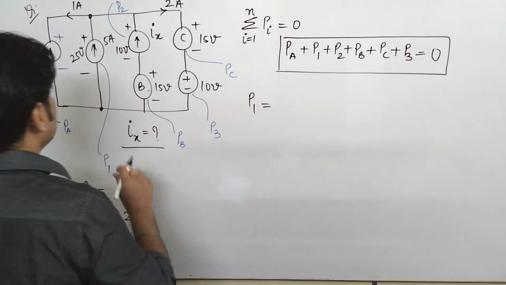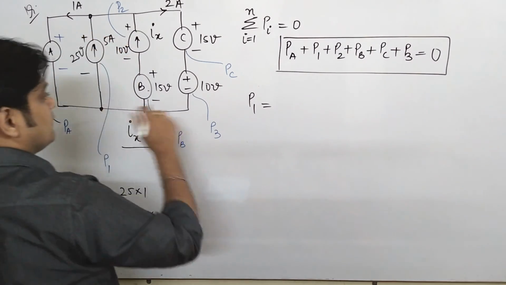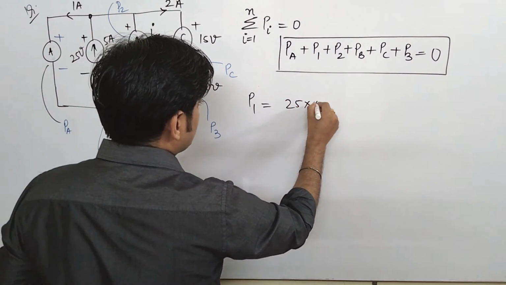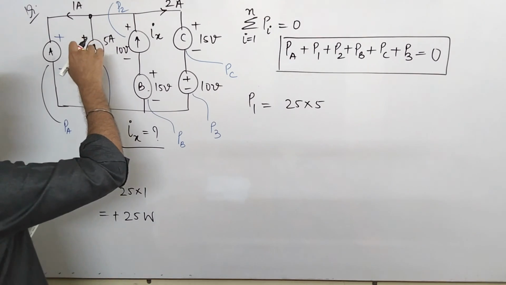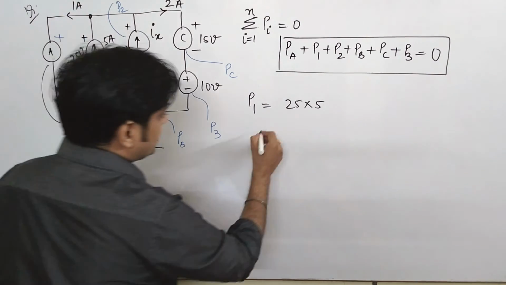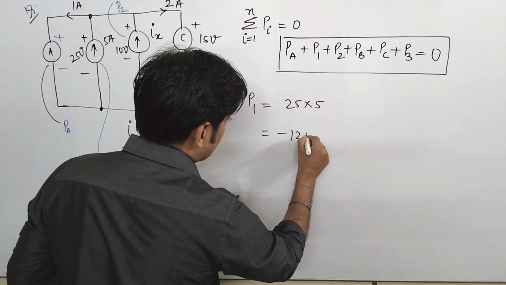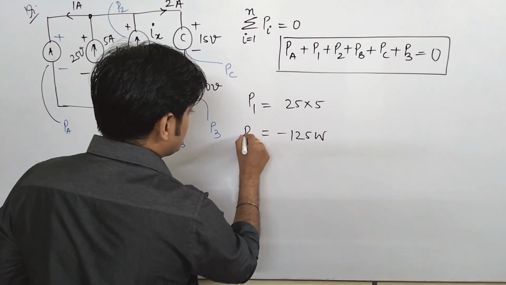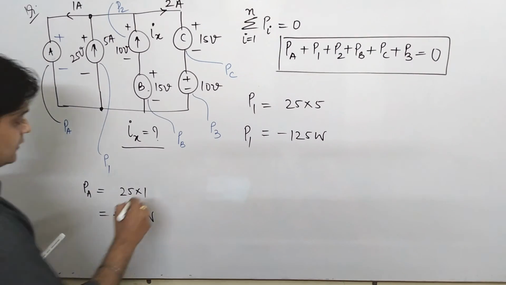First of all we will talk about P1. So P1 is what? Again the voltage is 25 and the current is 5 ampere. Now current is coming out from this positive terminal. It means this current source is basically delivering the power to the network. So that comes to be minus 125 watt. This is P1. Okay, very important.